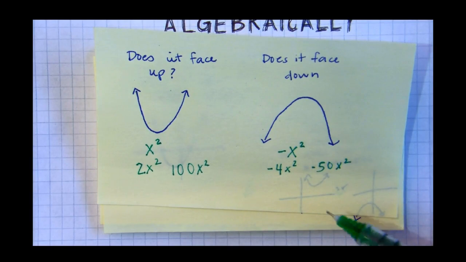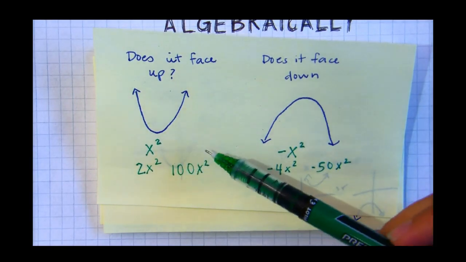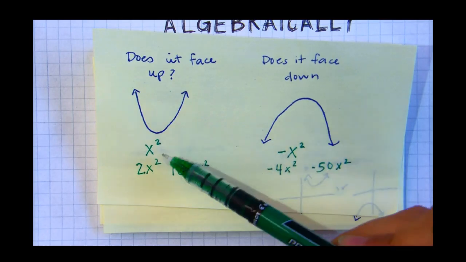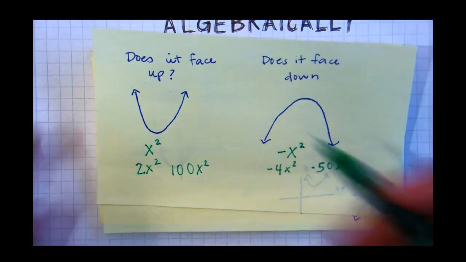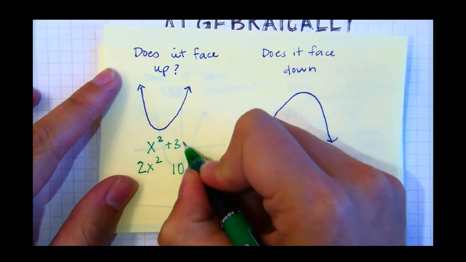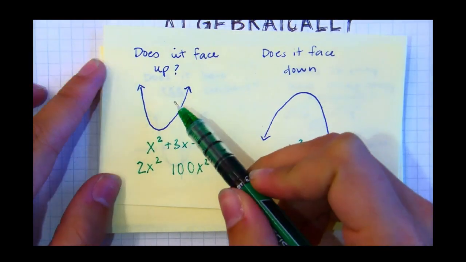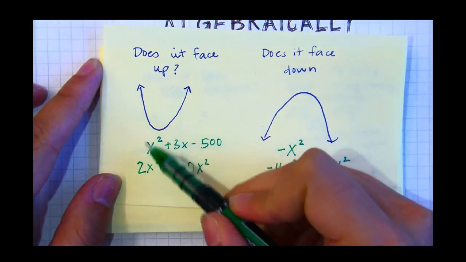It does not matter what the rest of my function has. To figure out if my function faces up or faces down, I just look at the x squared. So this could be x squared plus 3x minus 500, and it would still be facing up because the x squared value is positive.